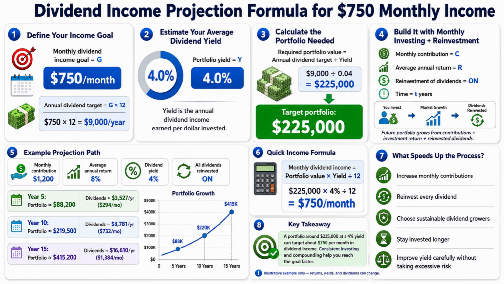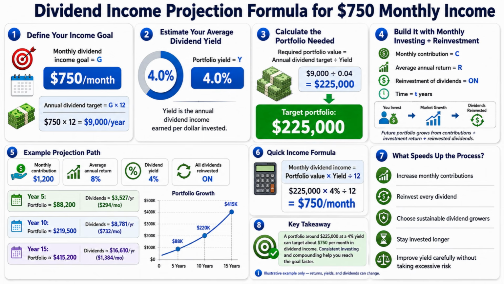Next, the slide shows what can speed up the process. You can increase monthly contributions, reinvest every dividend, choose sustainable dividend growers, stay invested longer, and improve yield carefully without taking excessive risk. However, chasing very high dividend yields can be dangerous, because high yields may sometimes signal higher risk or unstable payouts. Therefore, the key takeaway is simple.